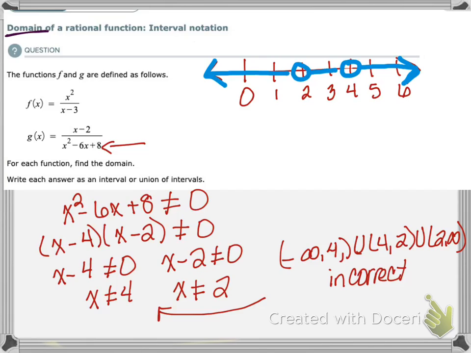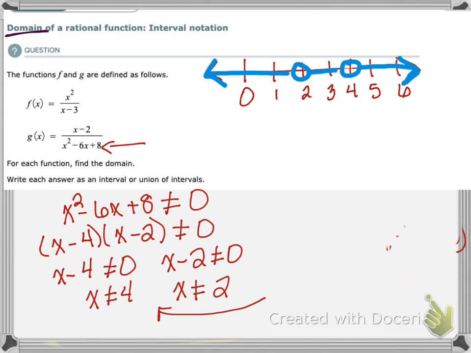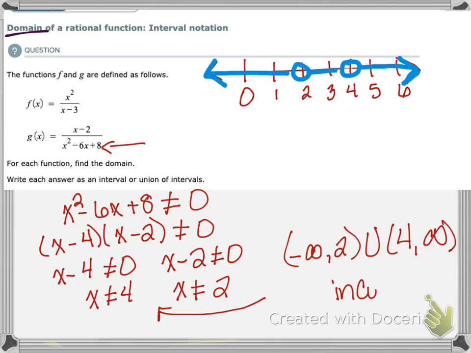Okay? Now let's just say you did look at how the number line went, and you're thinking, okay, 4 and 2. So another mistake that students make quite a bit is they'll say, okay, -infinity to 2, and then they'll say union 4 to infinity. Okay, but that is incorrect also, because you've got to account for those numbers in between 2 and 4. What our x can't be is 2 and it can't be 4. It can be everything less than, in between, and greater than.